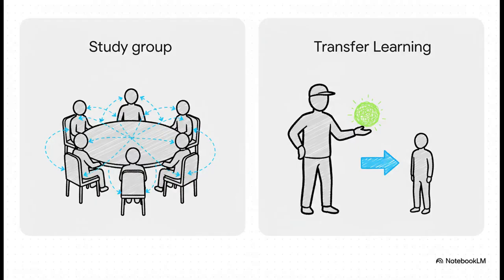Okay, now this is where things get really interesting, especially when you compare it to something called transfer learning. I love this analogy. Think of MTL as a study group. Everyone's at the table, sharing notes, and everyone gets smarter together. All the tasks are treated as equals. Transfer learning, though, that's more like a senior mentoring a freshman. The knowledge mostly flows one way, from the experienced task to help out the new one.